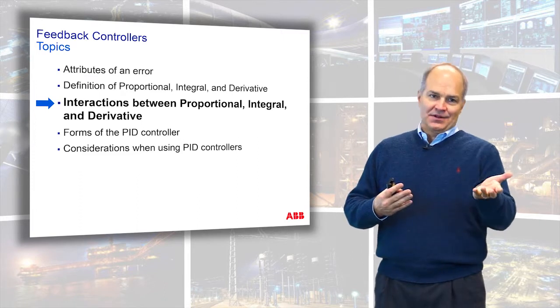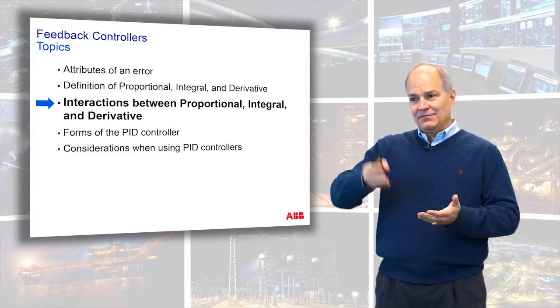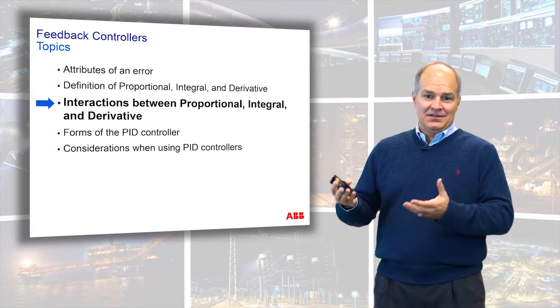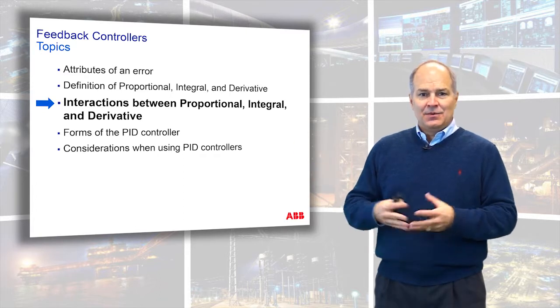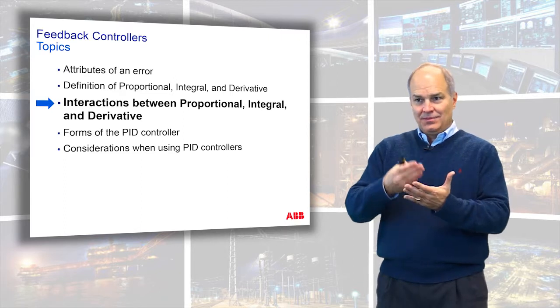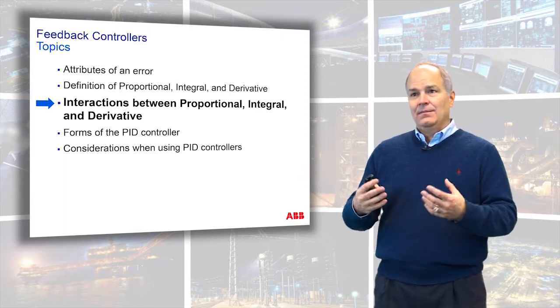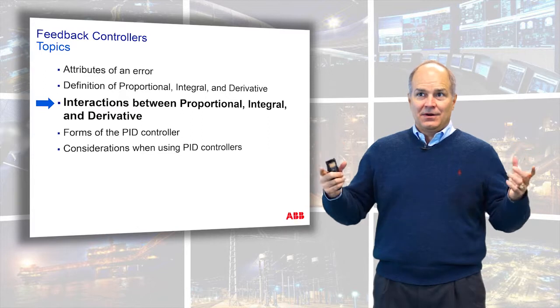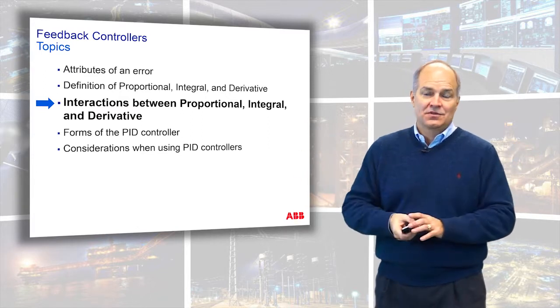P by itself results in an offset. I by itself results in an oscillation. D by itself is never used. But what's interesting is when you add them together, it's like you get 1 plus 1 plus 1 equals 1,000. The sum of the parts is greater than individual contributors.